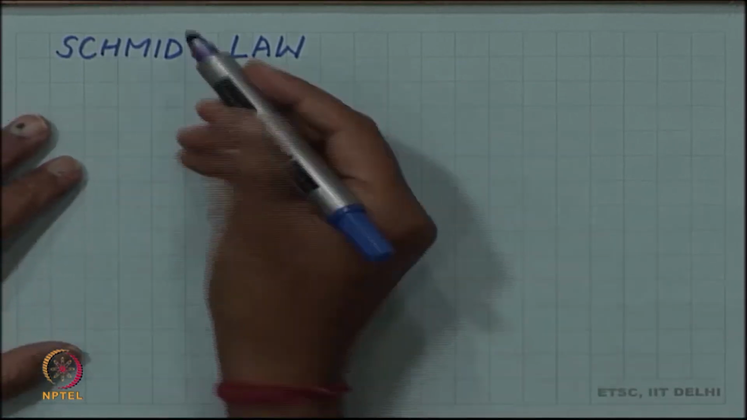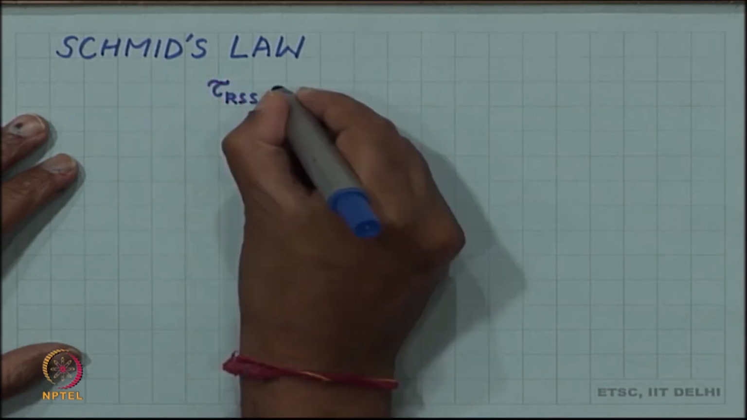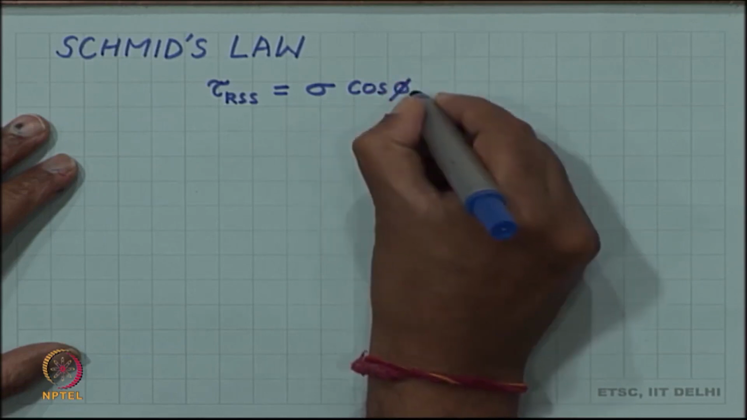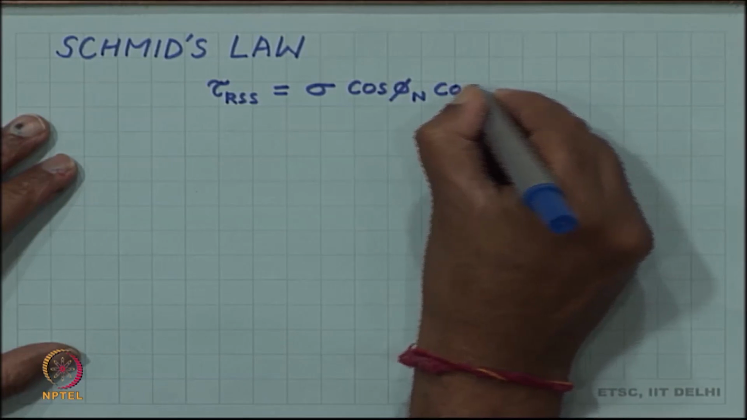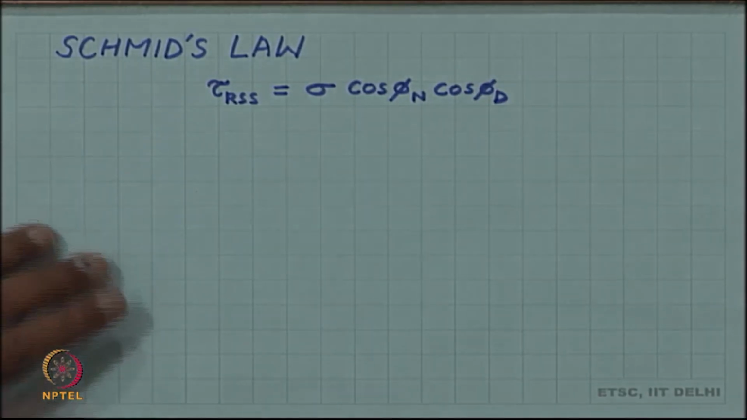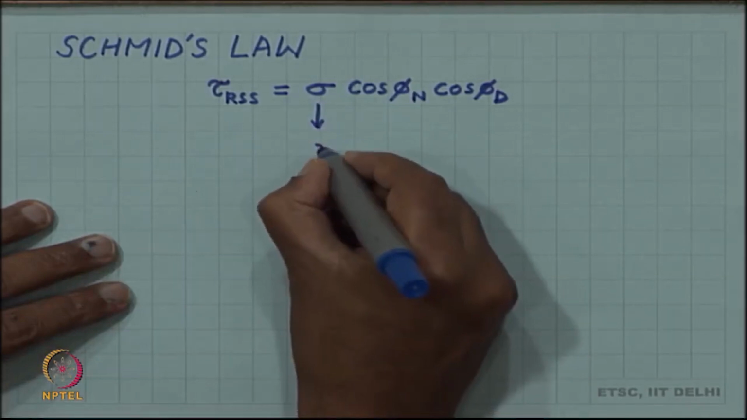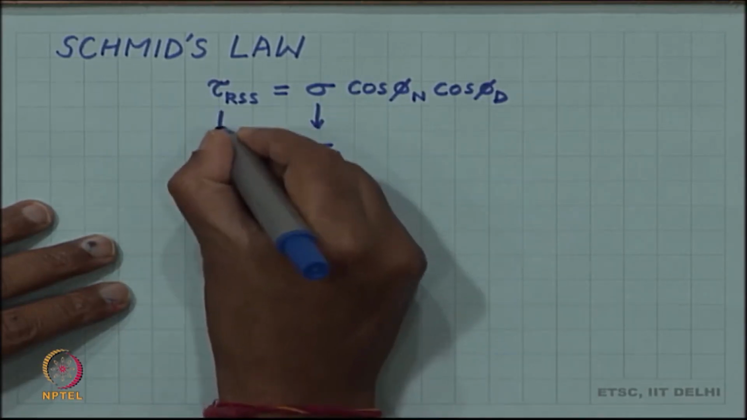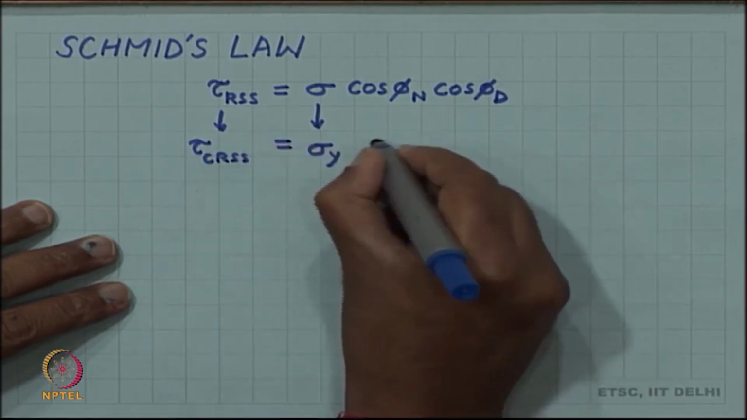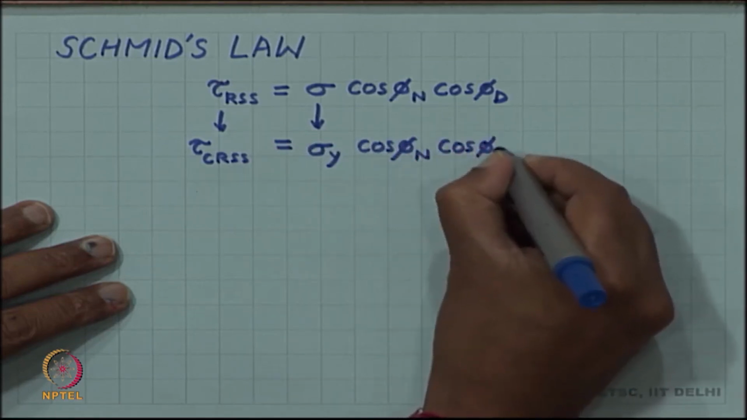Essentially what we saw is that the resolved shear stress is given in terms of the applied tensile stress times a geometrical factor, cos phi n cos phi d. Now, when the applied tensile stress reaches the yield stress sigma y, the resolved shear stress reaches its critical value, the critical resolved shear stress: tau CRSS = sigma y cos phi n cos phi d.